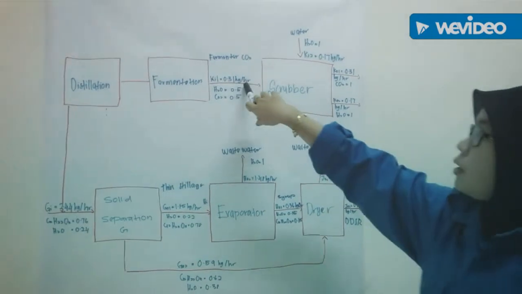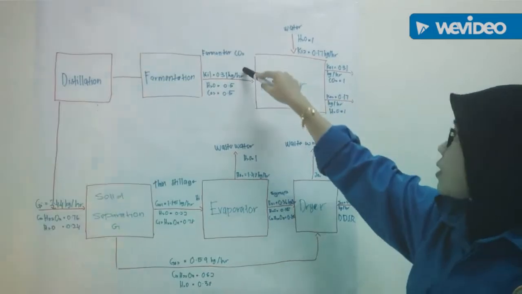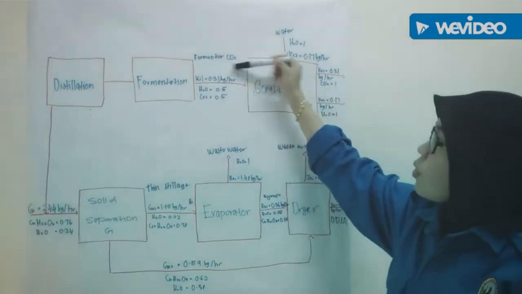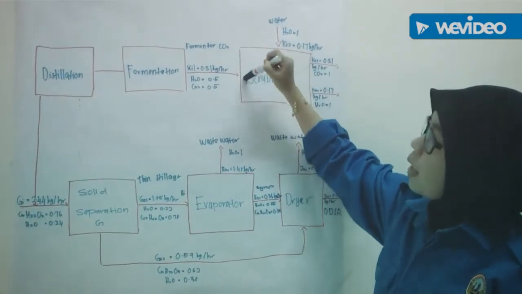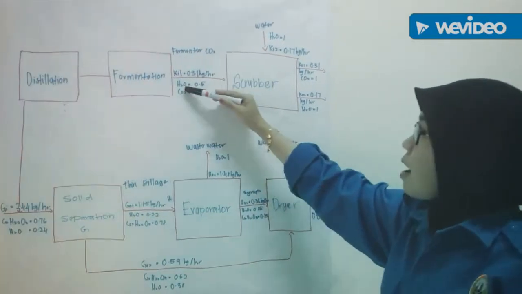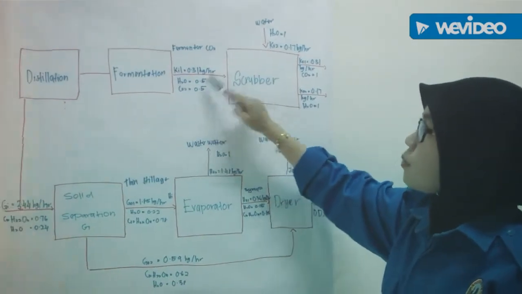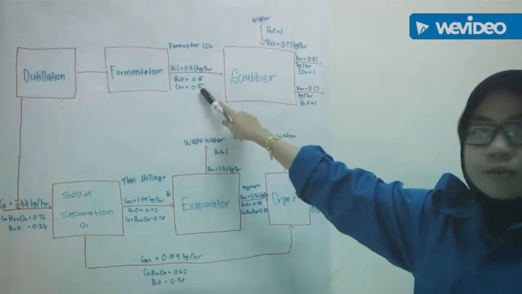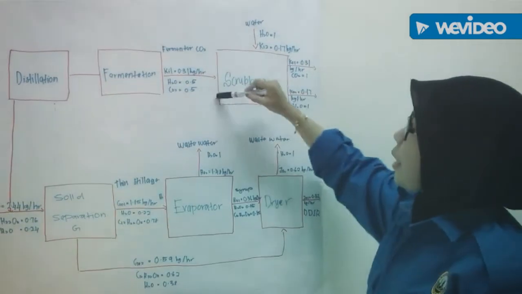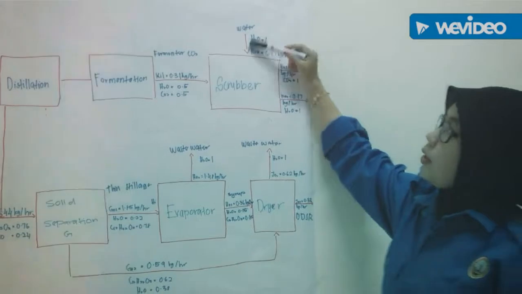After that, for the scrubber, the scrubber comes from the fermentation. It has two inputs and two outputs. The inputs are from the fermented carbon dioxide and the water. For the first input, it has the mass flow rate 0.31 kg per hour, and the mass fraction for H2O is 0.5 and carbon dioxide 0.5.